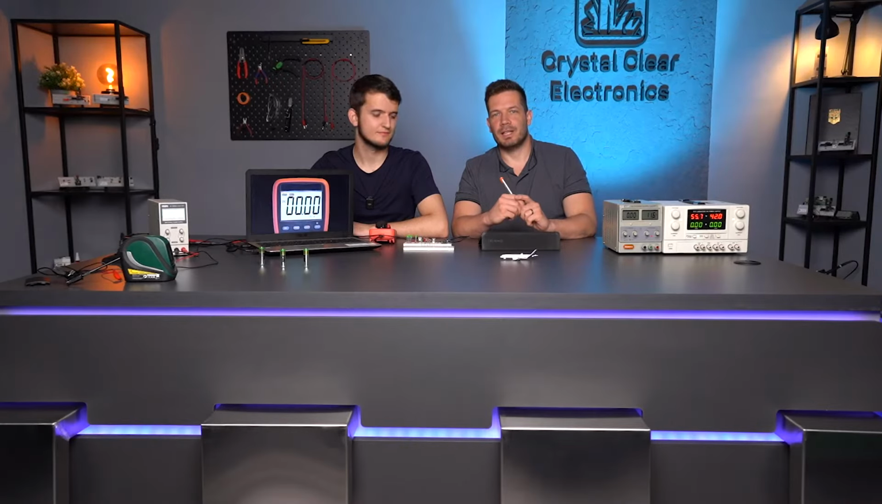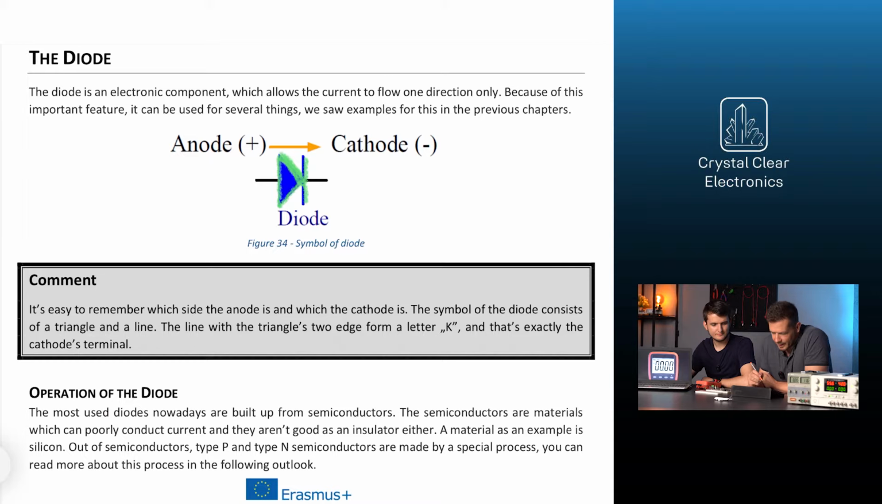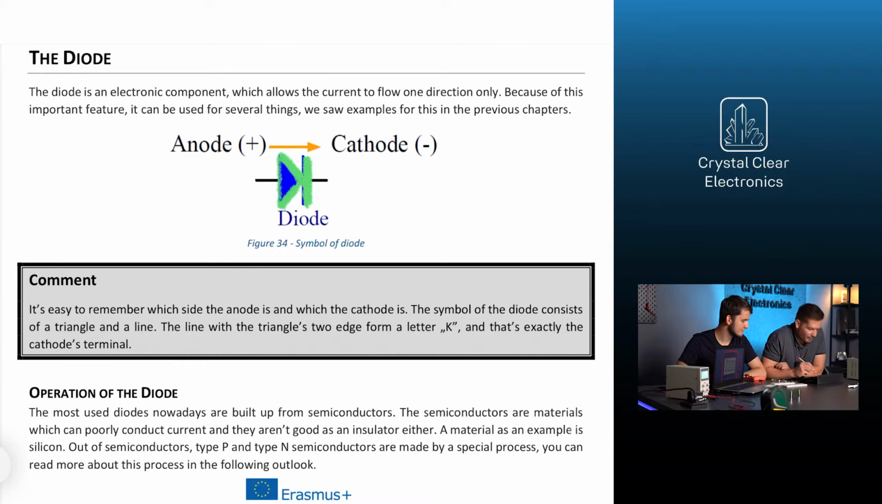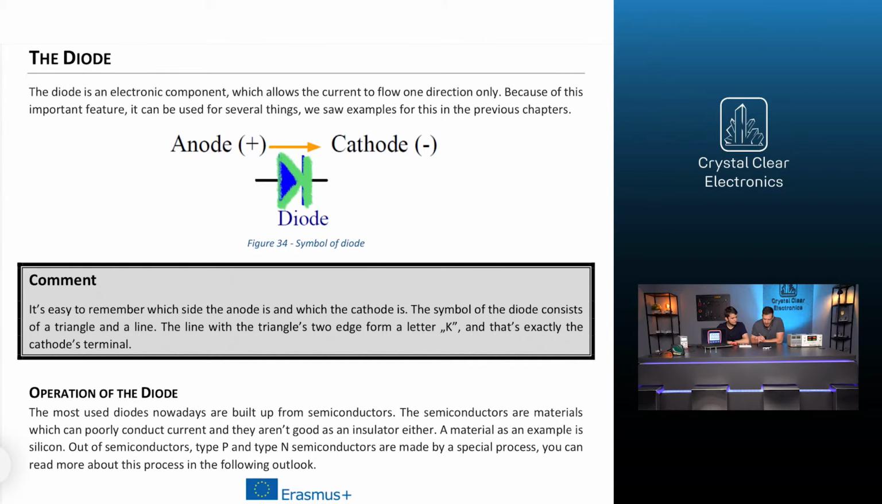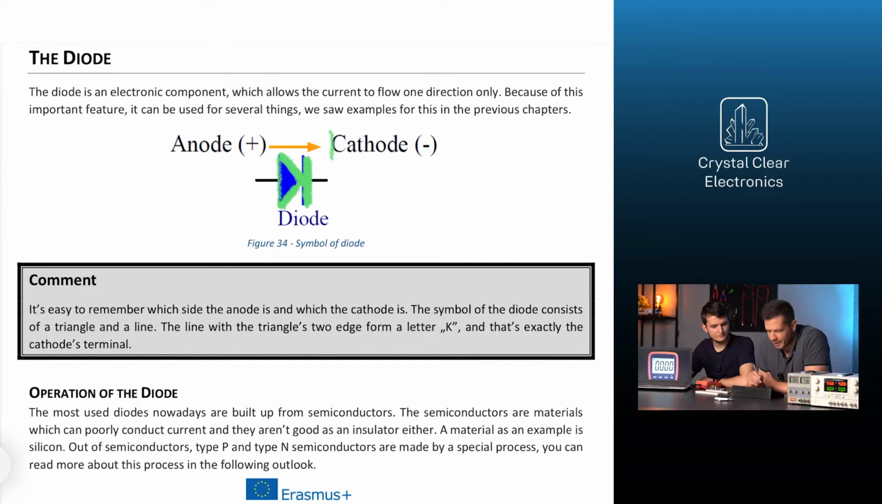Let's see what the symbol of the diode is. It's easy to remember which side the anode is and which the cathode is. The symbol of the diode consists of a triangle and a line. The line with the triangle's two edges form a letter K, and that's exactly the cathode's terminal.